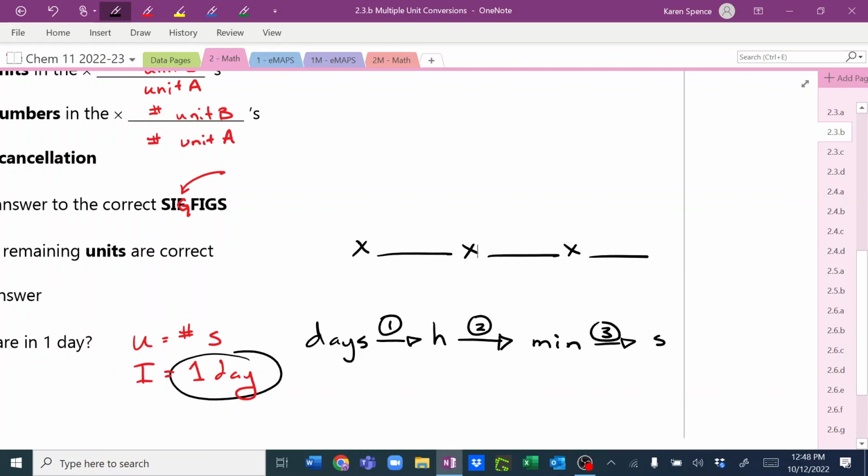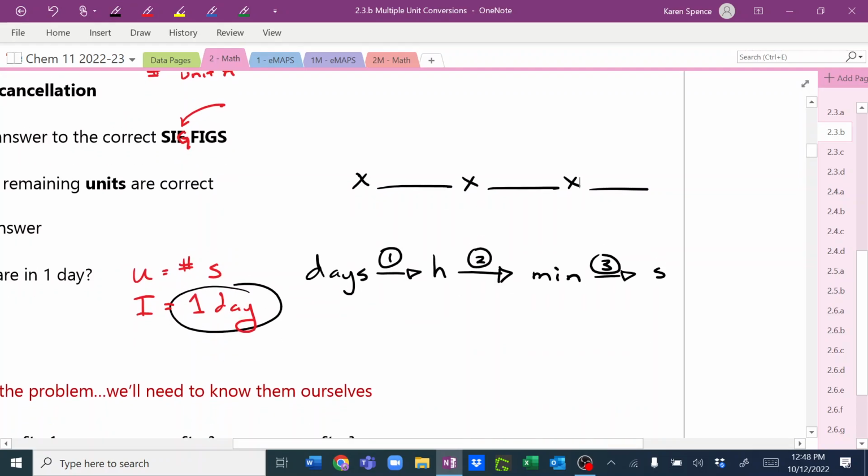All right. So we can say, I want to find the number of seconds. And we are starting with 1 day.